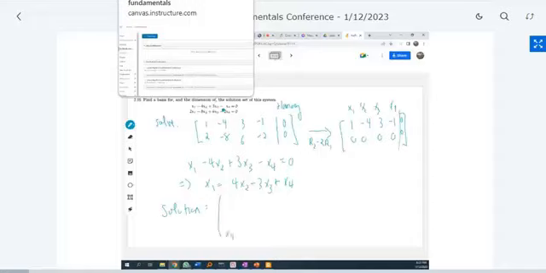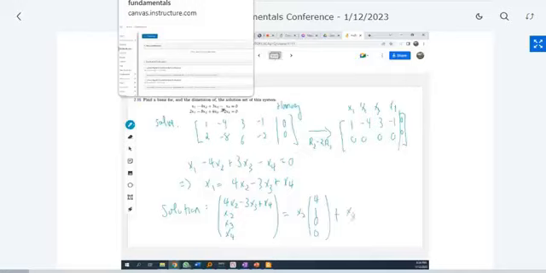X4 can be anything. X3 can be anything. X2 can be anything. X1 has to be 4x2 minus 3x3 plus x4. Right? Now I can write this as, so you see that I have three arbitrary constants. I have x2. Now, what terms have x2? Well, there's a 4 here, there's a 1 here, no x2 here, and no x2 here. I'm just pulling out the coefficients of each variable.